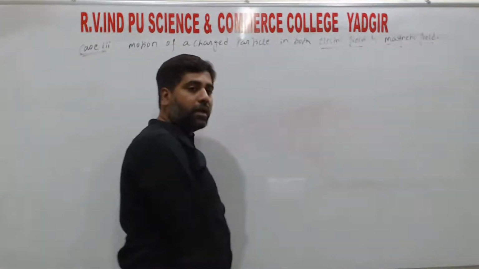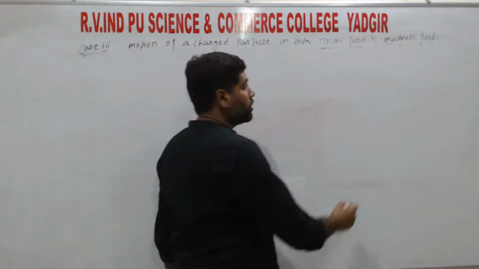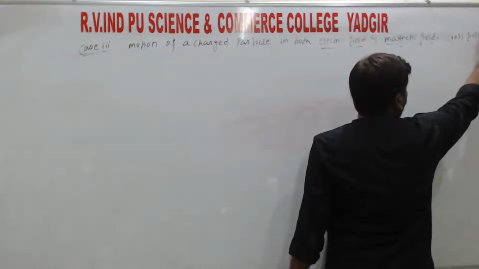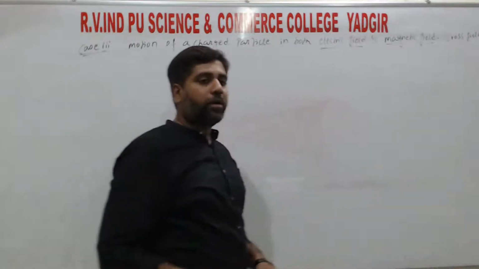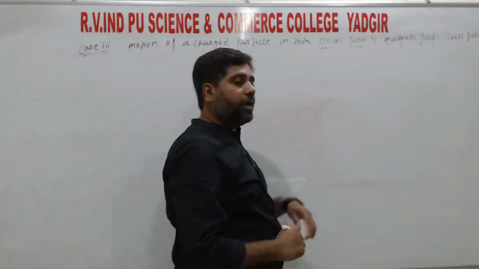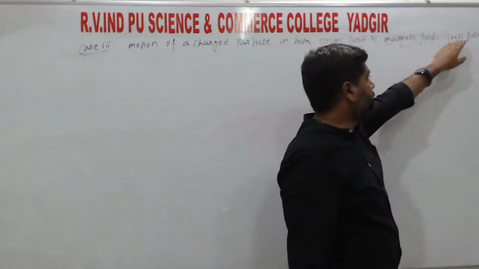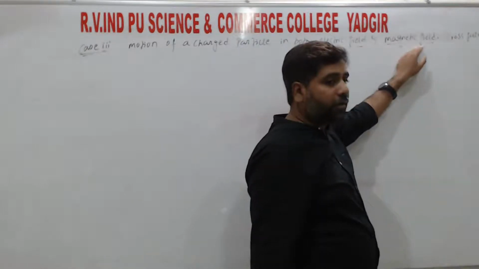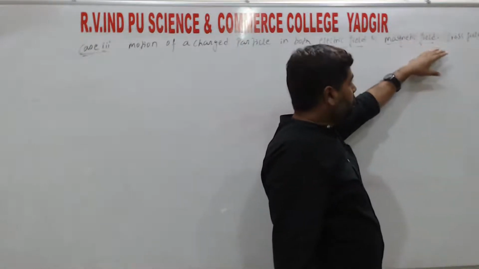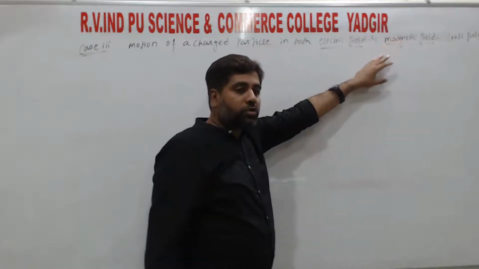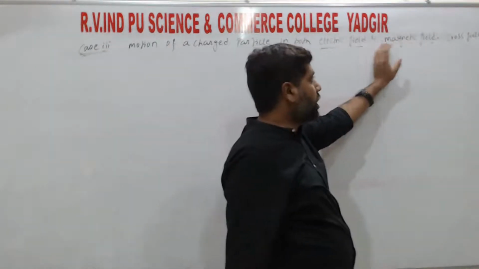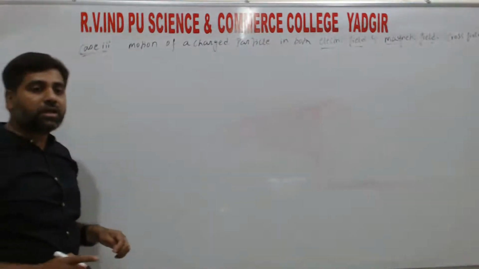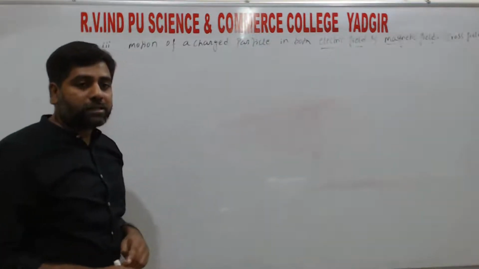When both are present together, we also call them cross fields. Cross fields: if the electric field and magnetic field are perpendicular, what do we call that? Cross field. Electric field is also a vector, magnetic field is also a vector. Both are in directions perpendicular to each other. Those two fields we call the cross field, right? So any charged particle which enters the magnetic field and also the electric field.